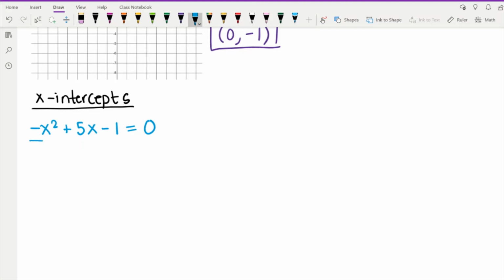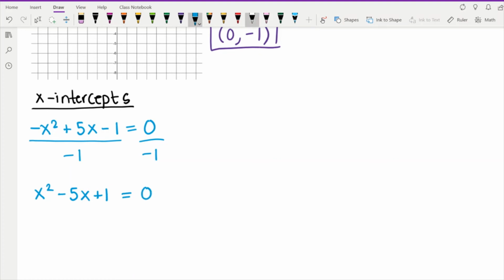So I'm going to divide both sides of this by -1. And the reason I'm going to do that is because that will make our first term, the x squared term, positive, and it'll just make it easier to see whether we can factor or not. So we're going to end up with x squared minus 5x plus 1 is equal to 0.